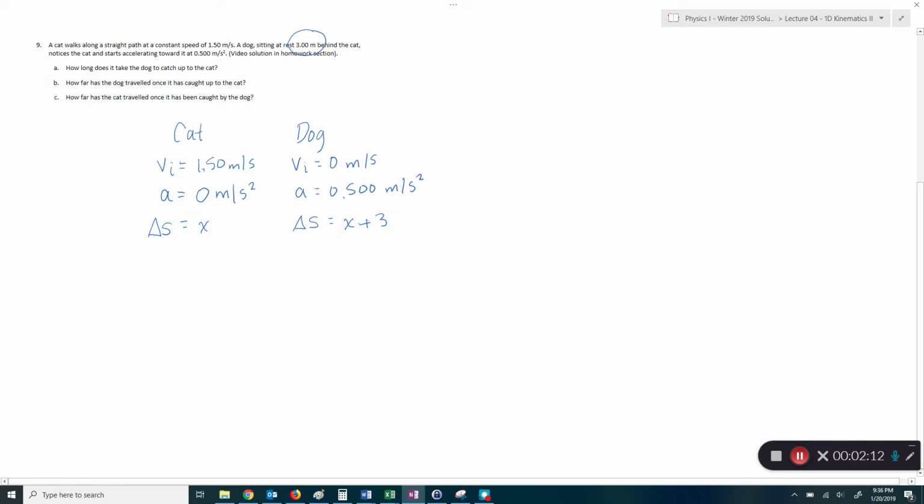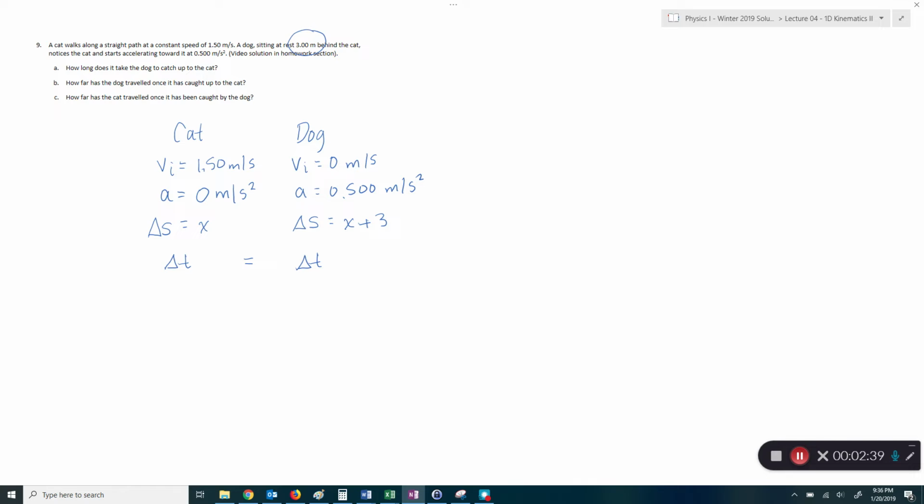Okay, so this time the delta S of the cat and the delta S of the dog are not equal to each other because they don't start at the same position. Okay, so now if we think of the delta t, since the dog is catching up to the cat and they're both starting at the same time, then we know that their delta t, the time that the dog catches up to the cat, is the same. So the time that the dog is traveling is the same as the time that the cat is traveling.